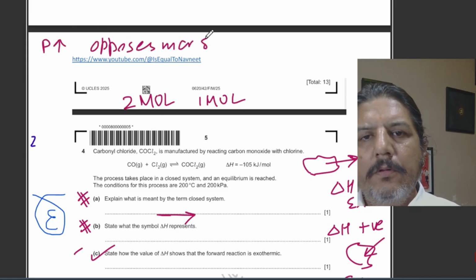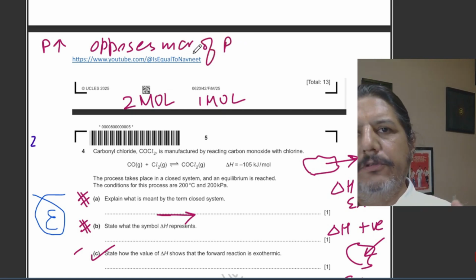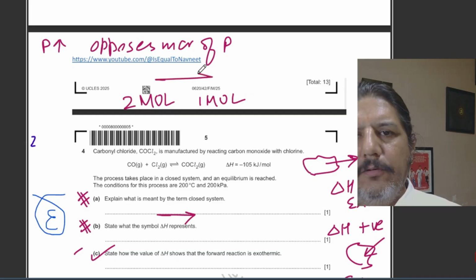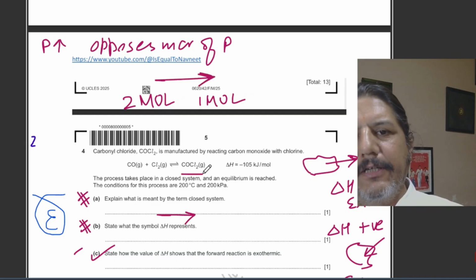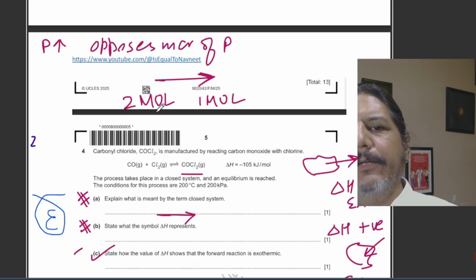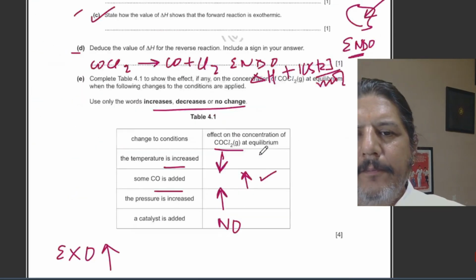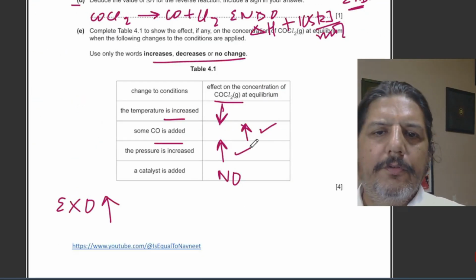the increase of pressure. How will the increase of pressure be opposed? You will have to decrease the pressure. To decrease the pressure, the number of moles should be less. The number of moles which are made should be less. That can only happen in the forward direction. And COCl2 concentration will increase. So by increasing the pressure, you are actually manufacturing more carbonyl chloride. So the concentration of COCl2 will increase. Hope this is making sense.